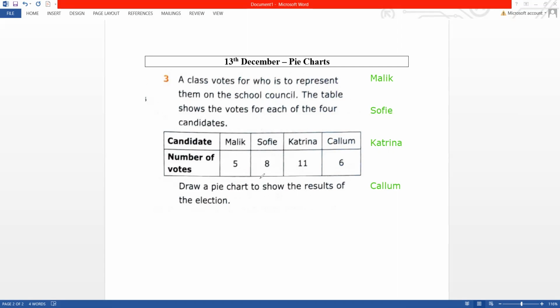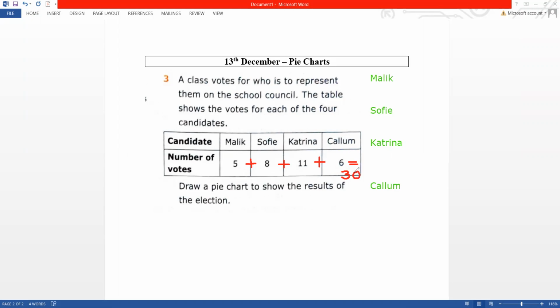So to get the fraction, first I have to add these things. Number of votes, I have Malik 5, Sophie 8. So first I'm going to add everything. So when I add 5 plus 8, 13, 13 plus 11, 24, 24 plus 6, it's 30. So my total is 30.